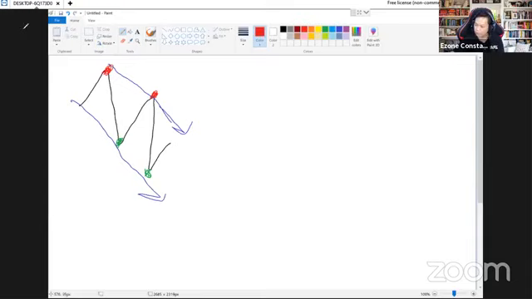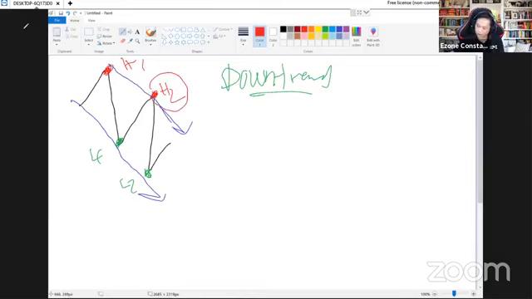Okay, so if we label this one as H1, and we label this one as H2, and if we label this one as L1, L2, now understand this. In order for us to establish it's going to be a downtrend, you need to look at this H2 is lower than H1, simultaneously or together. You must have L2 also lower than L1. So this is possible that the price is going to go downtrend, but it's not confirmed yet.